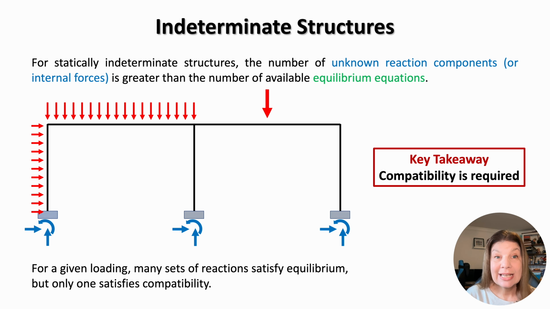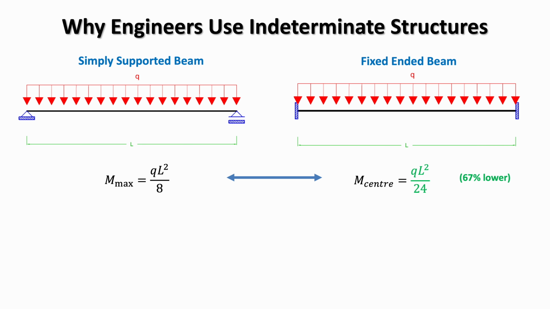So the key takeaway here is that for statically indeterminate structures, equilibrium alone is no longer sufficient. We must also satisfy compatibility to obtain the unique solution. As we've just seen, indeterminate structures are more difficult to analyse because equilibrium alone is no longer sufficient. And this raises the obvious question: why do engineers deliberately choose indeterminate structures?